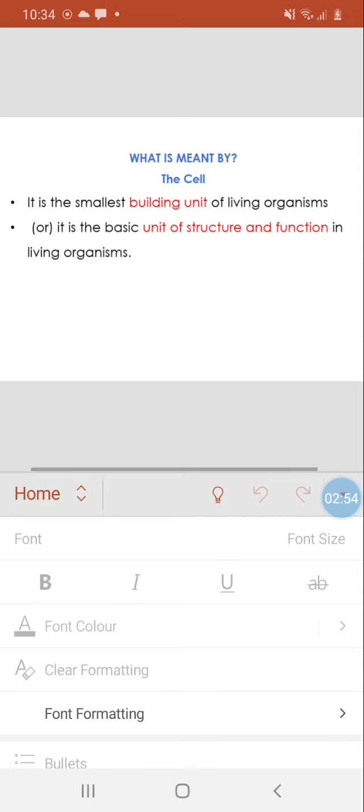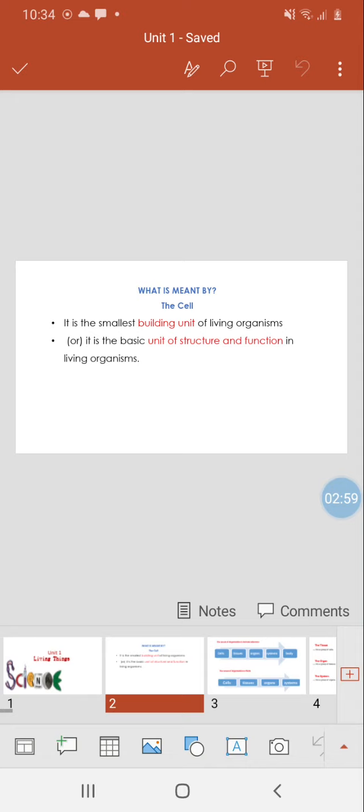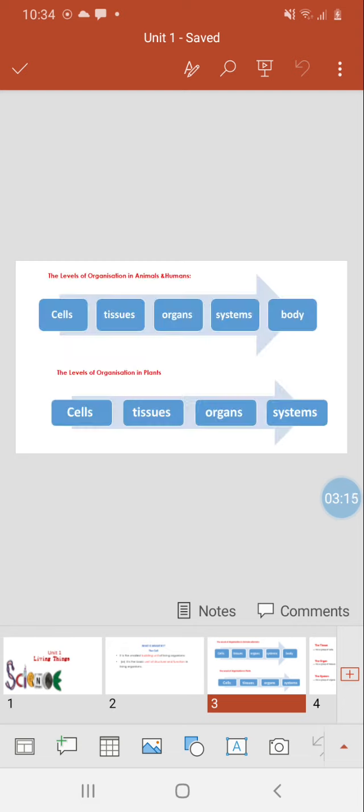We call it a cell. So what is meant by cell? It is the smallest building unit of living organisms. And then we are going to leave the next definition for later, okay? And this is like the organization that we said. It is like your school consists of buildings, and buildings consist of floors, and floors consist of classes. So it is like an organization.